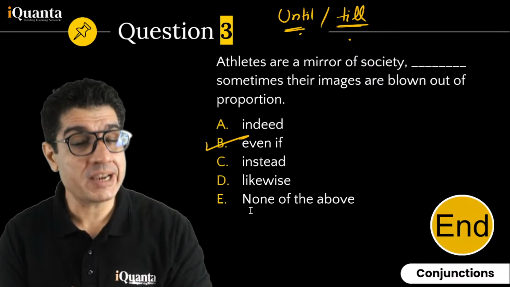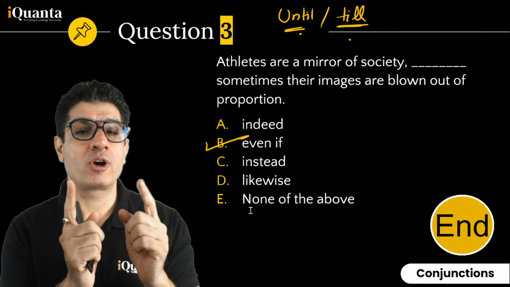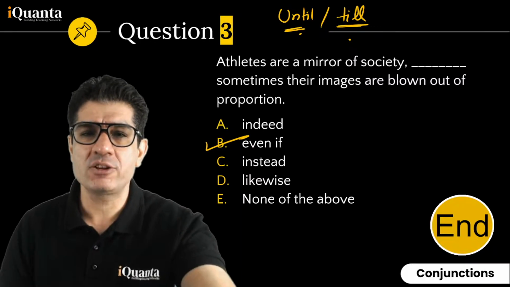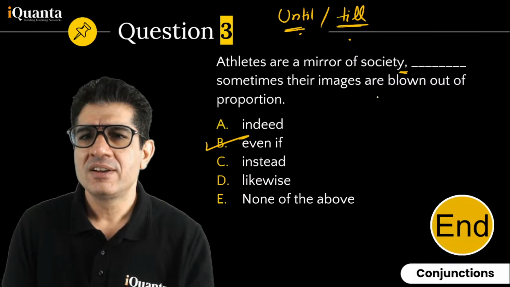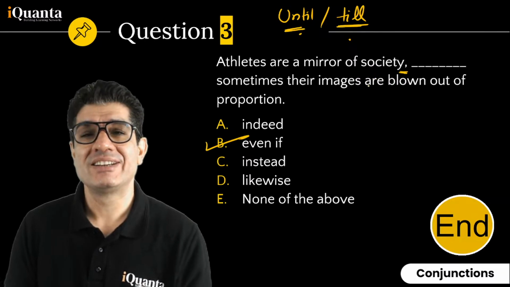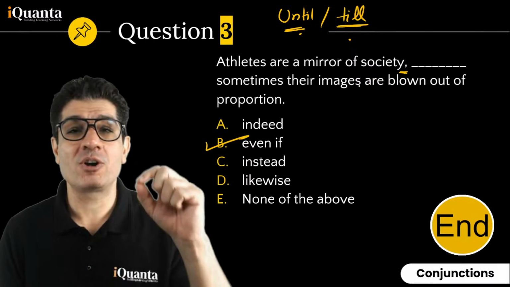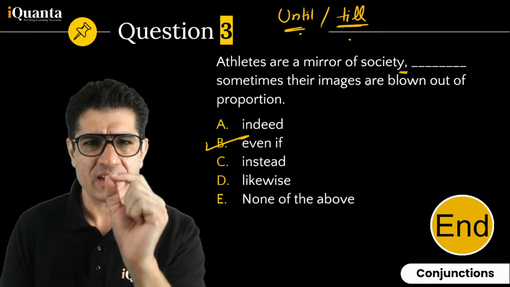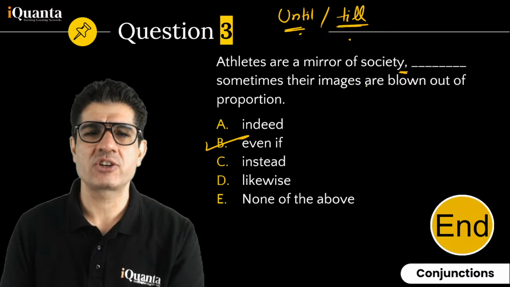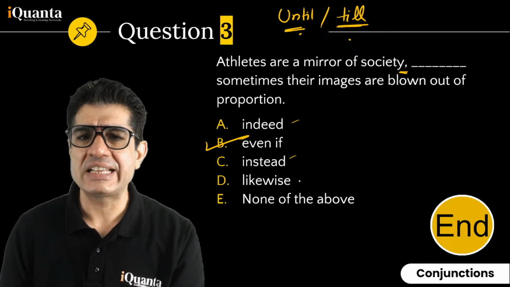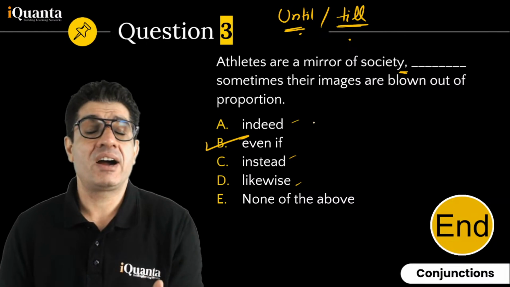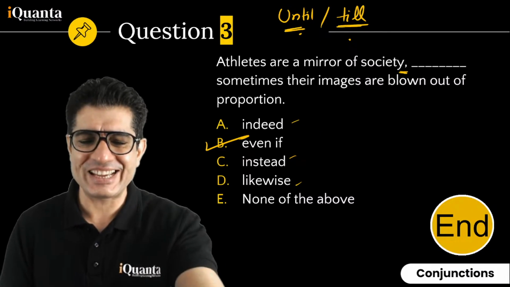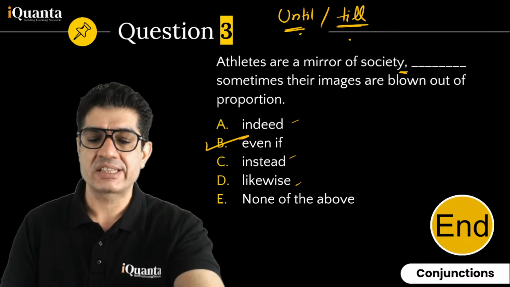Okay, and if you do want indeed, mind you, there are two clauses. Athletes are a mirror of society. Sometimes their images are blown out of proportion, and you notice that in between there is a comma. You need to have a conjunction. If you do not use a conjunction, that comma also needs to be replaced with a full stop. So if you want to justify that comma, you have to introduce a conjunction. And in fact, all the other words, indeed, instead, likewise, all three are adverbs. None of them is a conjunction. And therefore, A, C, and D can be ruled out at that juncture itself.